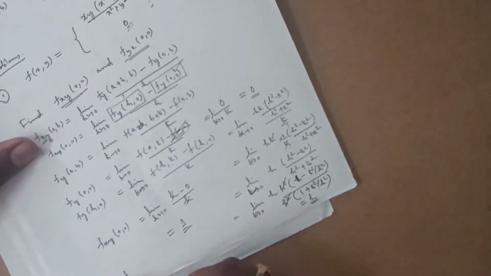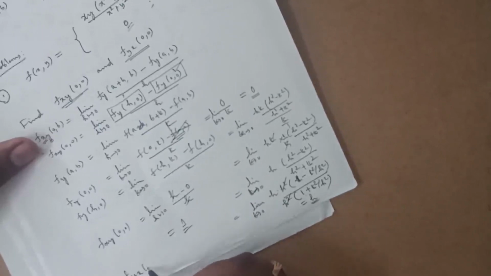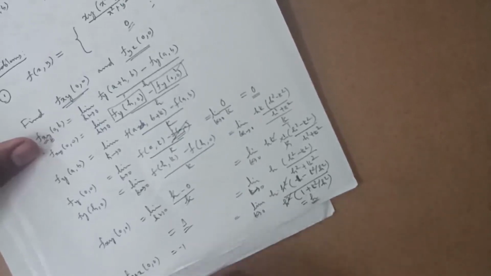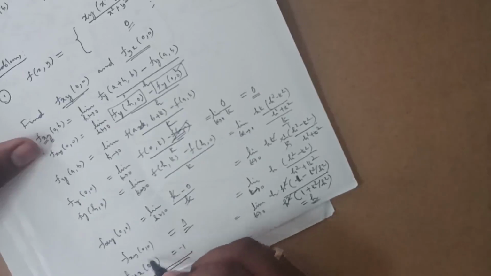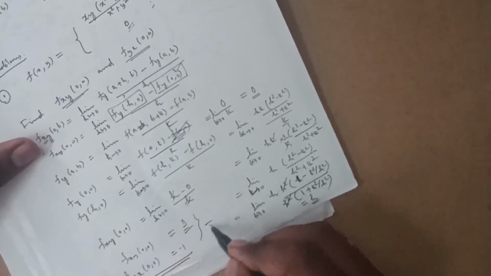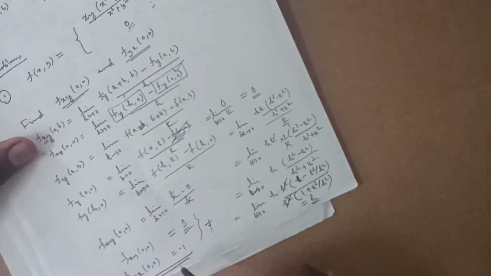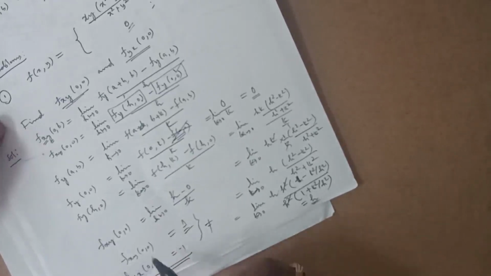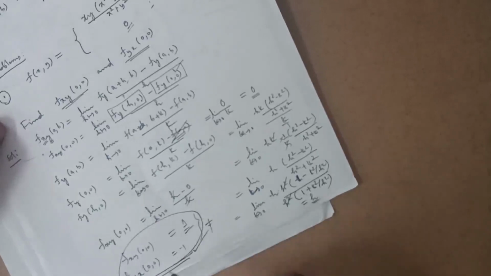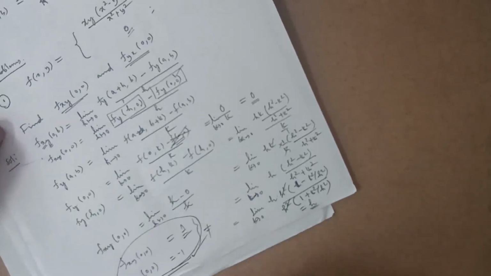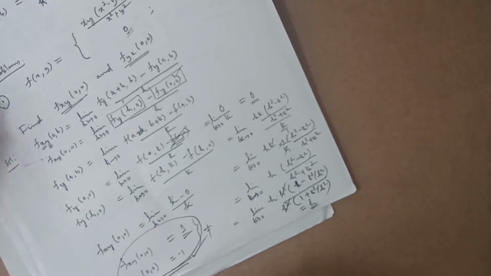Similarly, if you find fyx at 0 comma 0, you will get minus 1. But one observation is that they are different. Both are not equal. They will be equal when f is continuous, when the function of several variables is continuous, then you will get the equality. Idea is clear? Thank you.